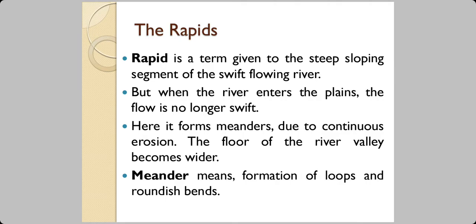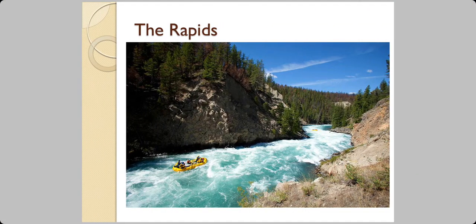And when the river enters a plain, the flow is no longer swift, and then it forms meanders, which are S-shaped curves, and meanders form due to continuous erosion. The floor of the river valley becomes wider. Now I've given the meaning of meander. It means formation of loops and roundish bends, just like you write a capital S. Now this is a photograph of rapids. People go there for adventure sports. Here they are doing rafting.